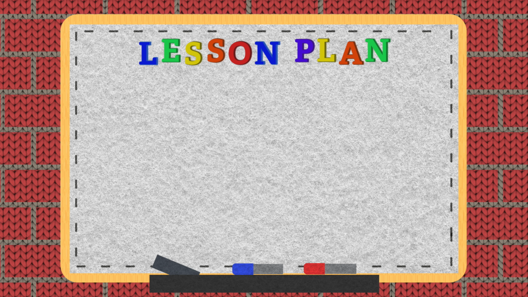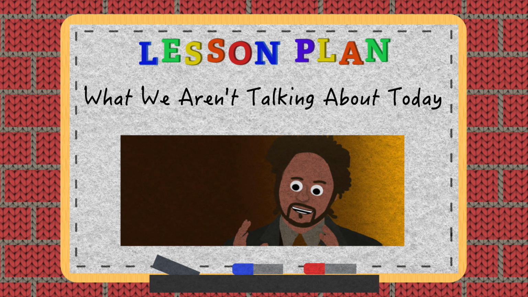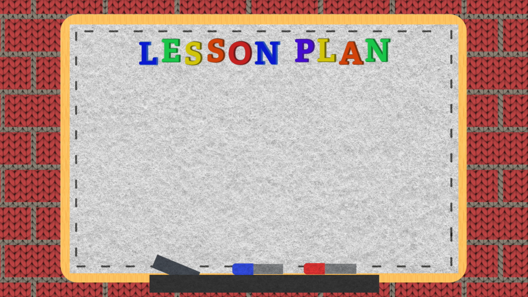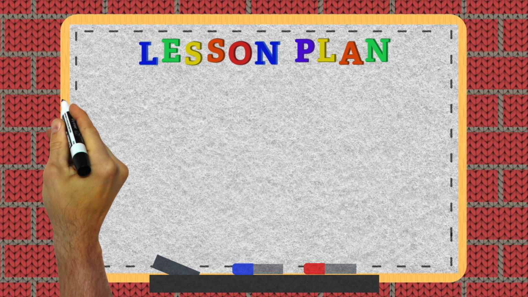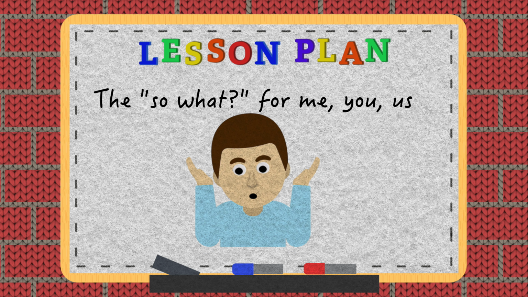So with that in mind, it's time for the lesson plan. First thing I'm going to do is tell you what I'm not talking about. Yeah, you heard it right, but I think it's important to set your expectations first. Then we're going to examine where the Bible promises that all of the brokenness we see in this world will one day be no more. Finally, we'll see what this means for us today.